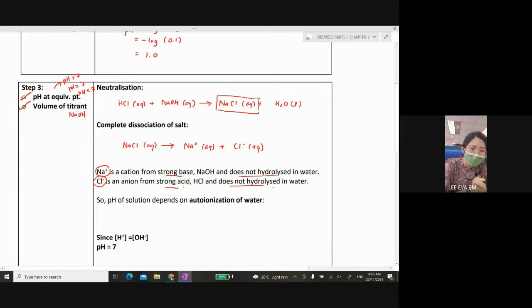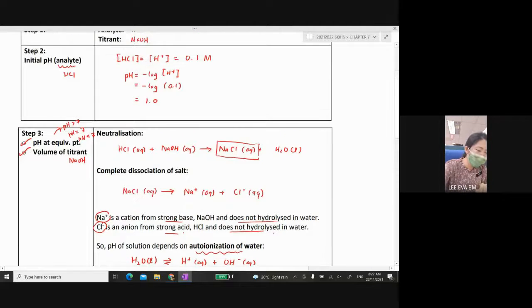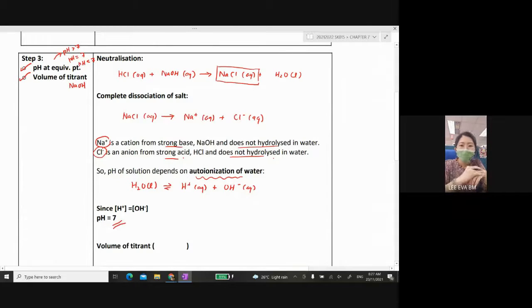If both species cannot be hydrolyzed, then we have to use the auto-ionization of water. So recall our three equations: neutralization, dissociation of salt, and hydrolysis. In this case, the hydrolysis refers to the auto-ionization of water. This one is for you to revise the analysis of salt. Auto-ionization of water gives the same concentrations of H+ and OH-. Therefore, pH equals 7. Is everyone okay?